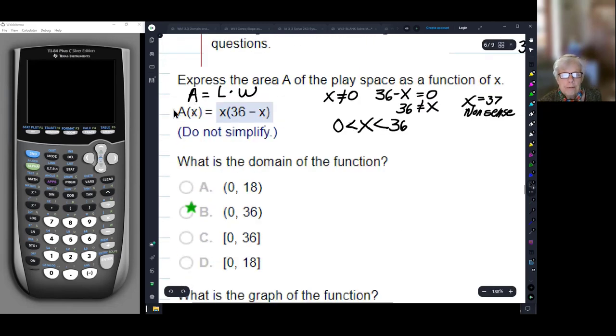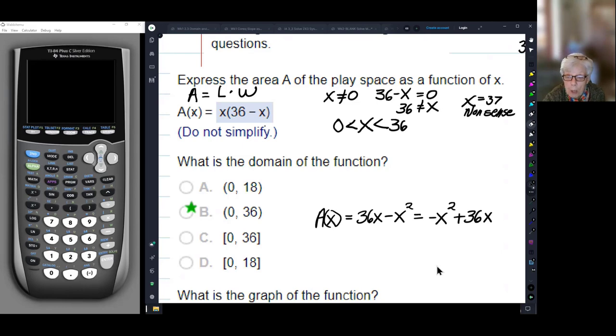All right, now we're saying, suppose you felt like graphing this. X times 36 minus X. What kind of graph would you get? Well, let's multiply it all out first. A of X equals 36 times X minus X squared, which is negative X squared plus 36X. That's quadratic, that's negative. What we would have is a cupped down parabola.